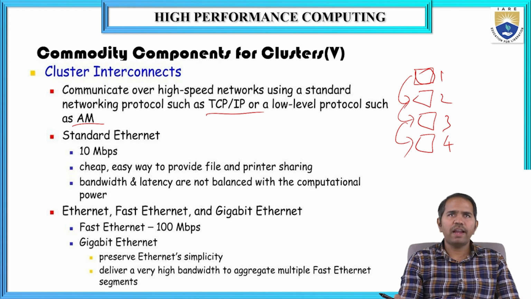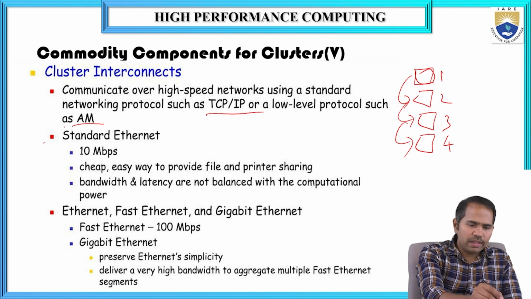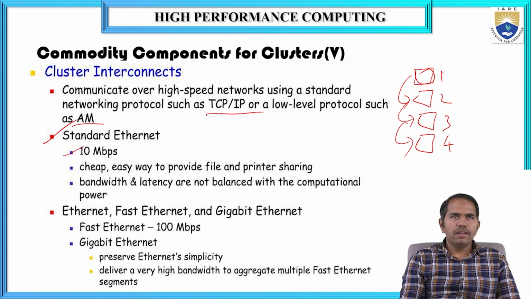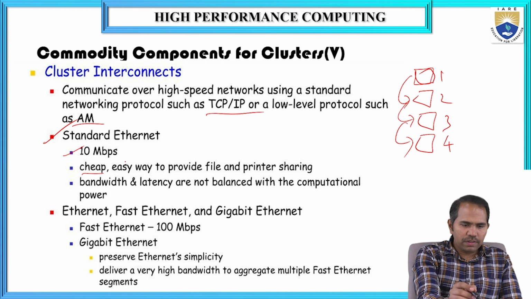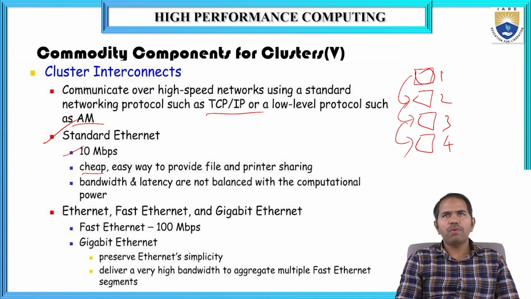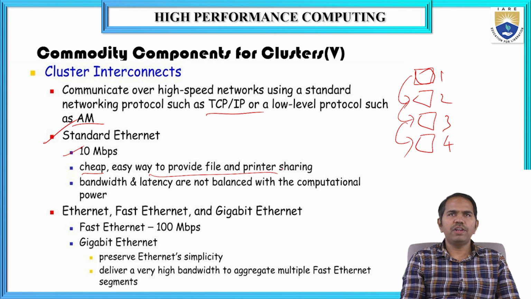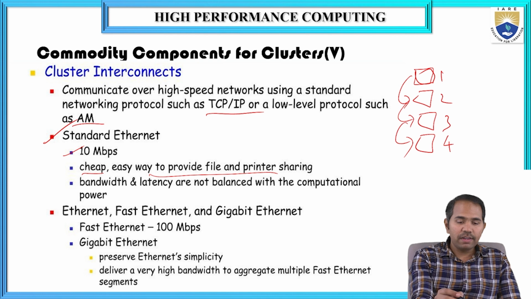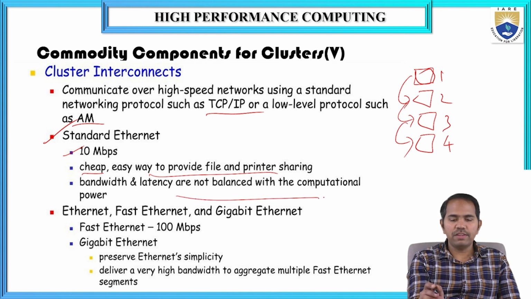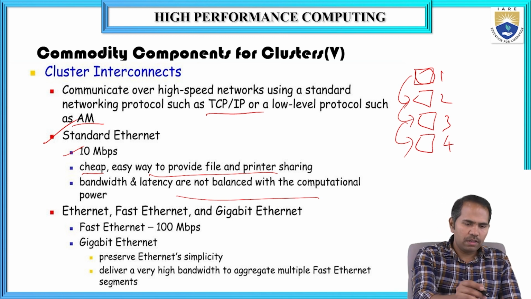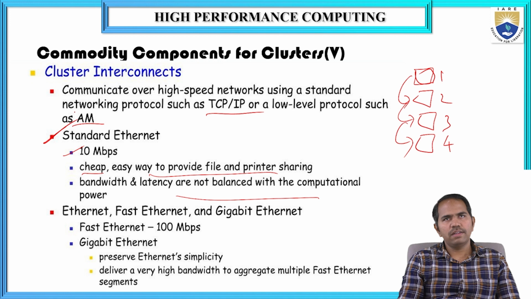The second thing is standard Ethernet. What is the standard Ethernet speed? That speed is 10 Mbps, and it is cheap. This standard Ethernet is an easy way to provide file and printer sharing. Bandwidth and latency are not balanced with the computational power. So we'll discuss that with standard Ethernet.